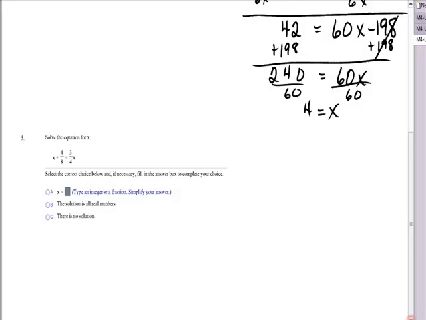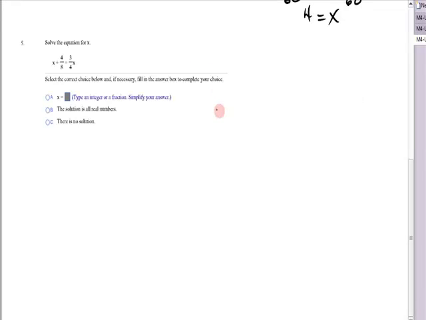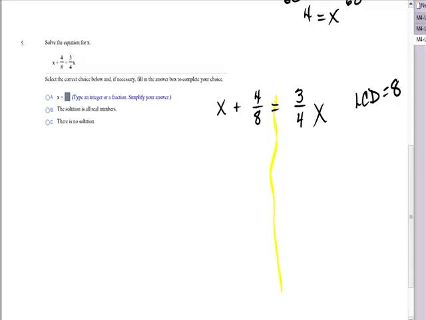All right, our last problem, our last example. I have x plus 4/8 is equal to 3/4 x. I see a fraction with a denominator of 8 and one with a denominator of 4. The LCD is 8. This is not a proportion. So I'm going to multiply 8 times every term.